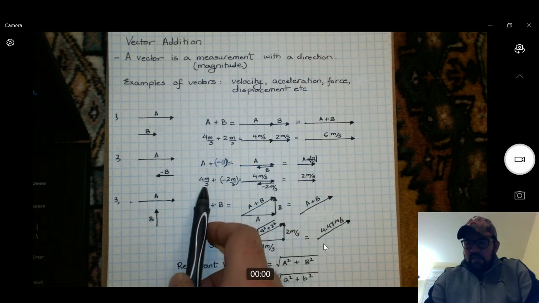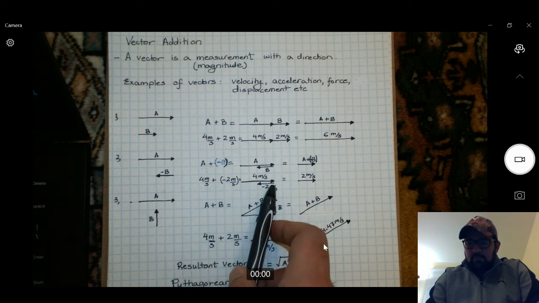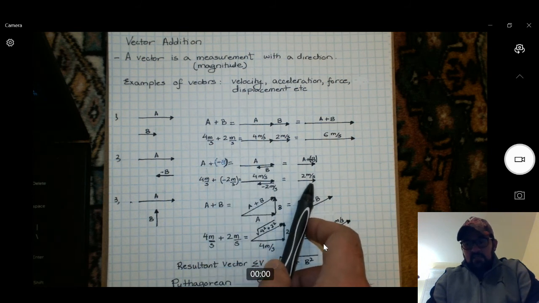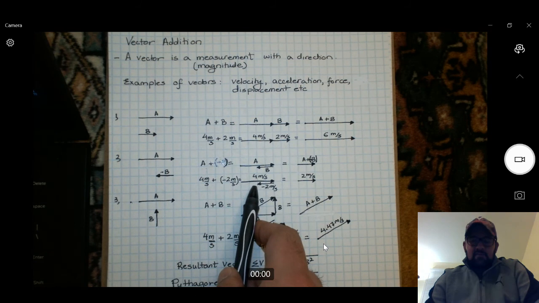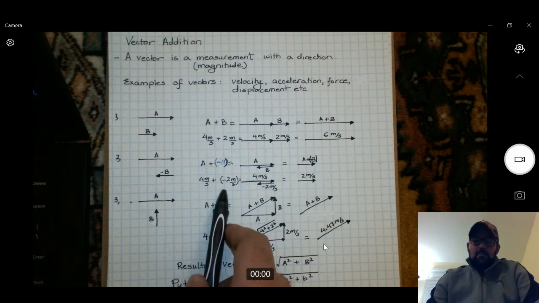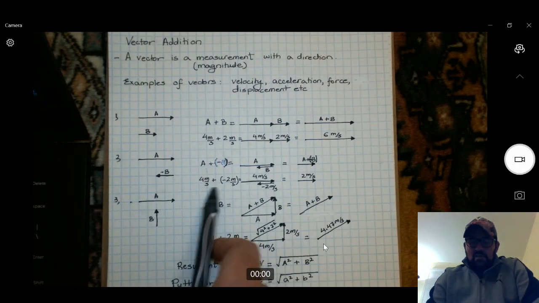So if vector A is 4 meters per second and vector B is negative 2 meters per second, I place them head to tail, and the resultant of these two vectors would be 2 meters per second to the right, because that is what's going to be remaining from the beginning of vector A to the end of vector B. So the resultant would be 2 meters per second to the right. So basically, when vectors are in opposite directions to each other, you just simply subtract them.